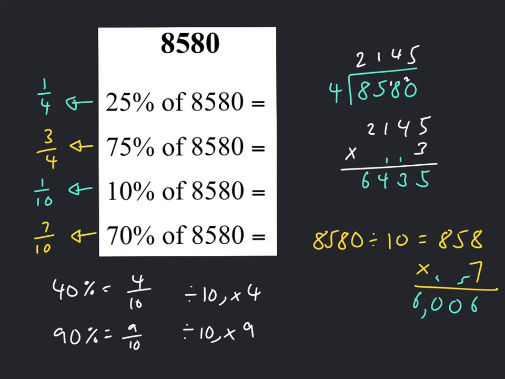So when it's a multiple of 10, always remember that you're dividing by 10 first of all, to find 1/10 or 10%, and then multiplying it by whatever you need to get to your multiple of 10. In this case, we've divided by 10 and then multiplied by 7, because 70% is 7/10.